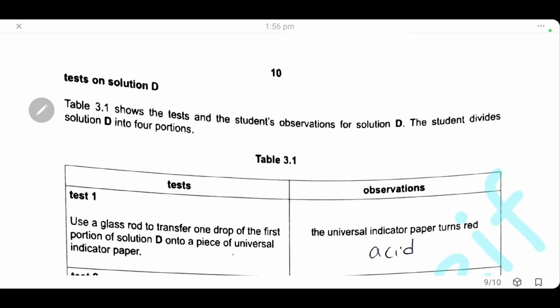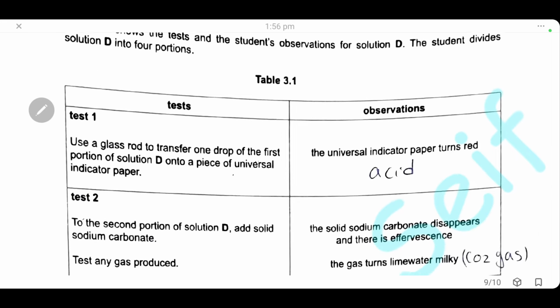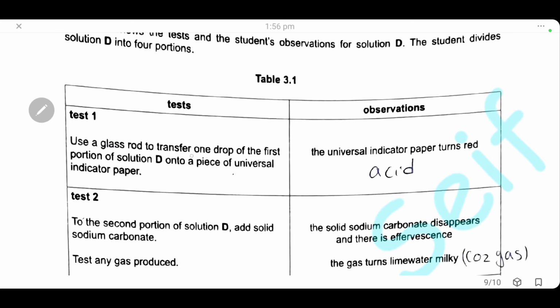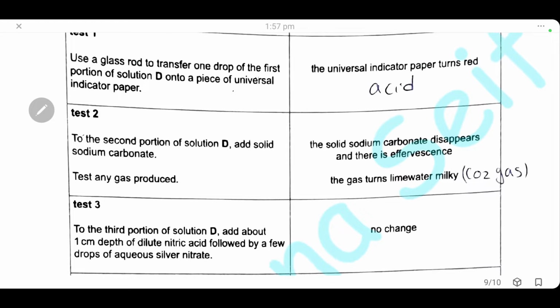Then the test on solution D. Table 3.1 shows the tests and the student's observations for solution D. The student divides solution D into 4 portions. Use a glass rod to transfer 1 drop of the first portion of solution D onto a piece of universal indicator paper. The universal indicator paper turns red. That means solution D is an acid, because acid gives a red color with universal indicator.